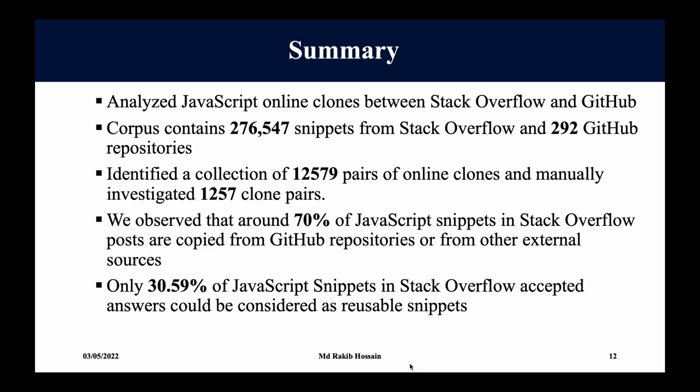In summary, 70% of JavaScript in Stack Overflow is not reusable, and only 30% of JavaScript in Stack Overflow is reusable. And in our manual study, we found that most of the clone snippets occur because of copying from GitHub to Stack Overflow.